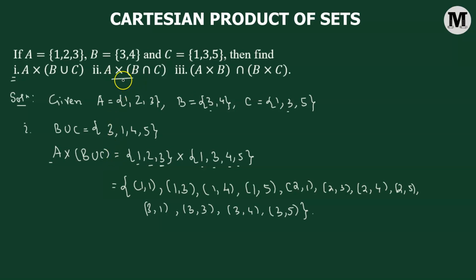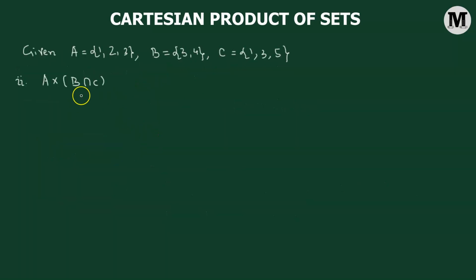So we need to find out the Cartesian product of A with B intersection C. So before obtaining the Cartesian product we'll need to obtain the set B intersection C. Okay, so B intersection C is simply going to be the element that is common to both B as well as C. So we can see here that the only element that is common to both B and C is 3. So B intersection C is going to be 3.